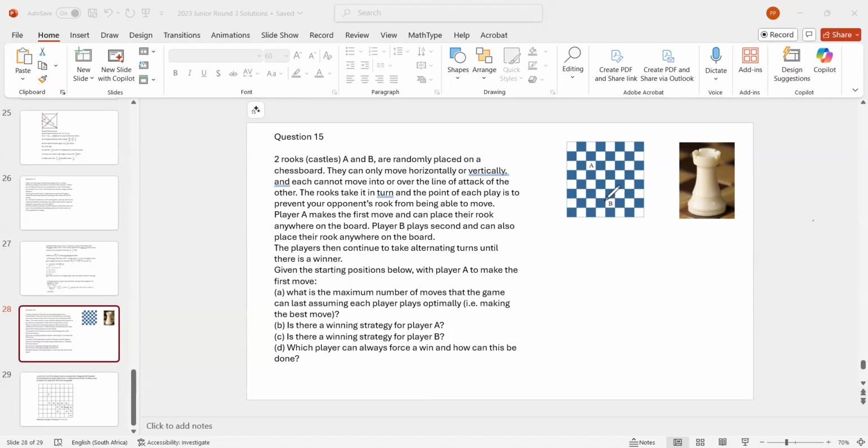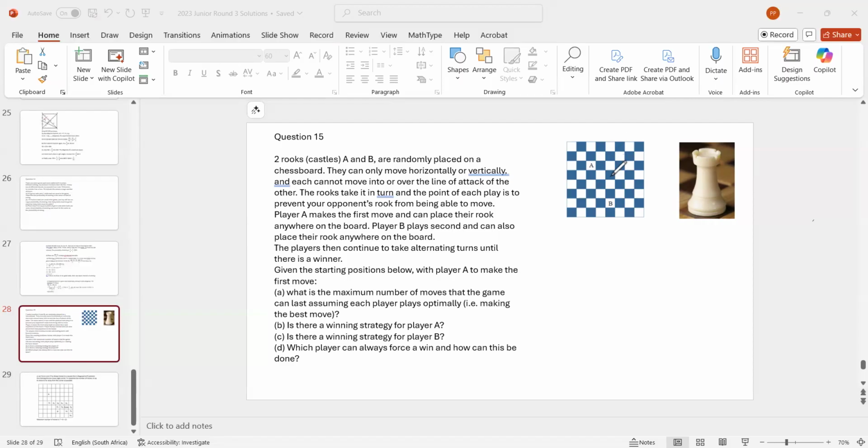Right? So I must go as far as I can, but I can only move horizontally or vertically. So what happens now is that once I come up to a certain position, then it's B's turn now. Now B also cannot move. The same thing happens. They can't move across the boundary lines created by A. Like, for instance, in this case here, B cannot move anywhere here.